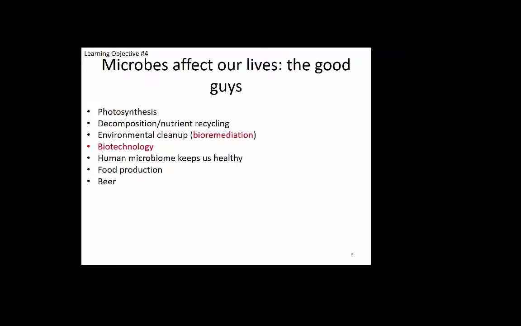Biotechnology is the use of microorganisms to produce industrial products like foods and medicines. In humans, we have a microbiome comprised of viruses, fungi, and bacteria that keep us healthy and are present in a normal, healthy human. We also use microorganisms for food production, like dairy products, and we use them for producing alcohol, like beer.